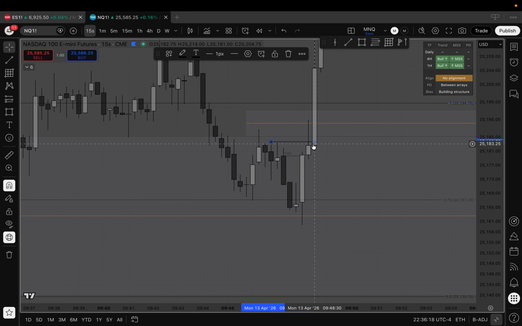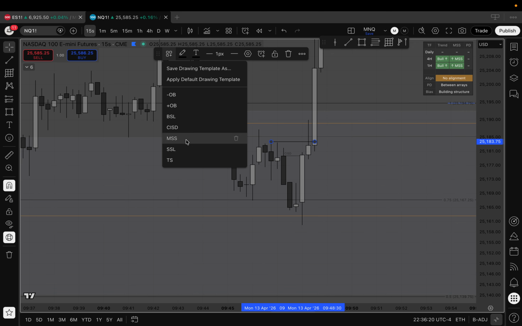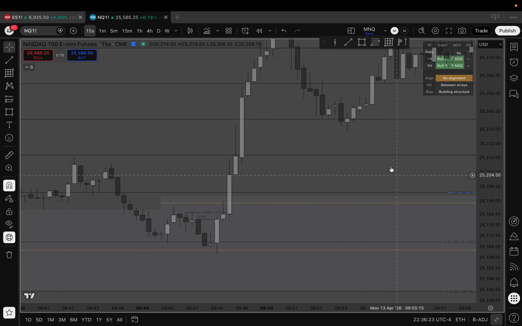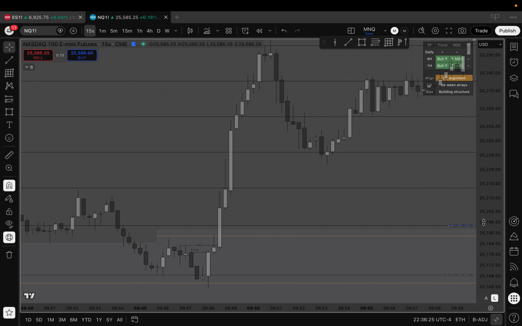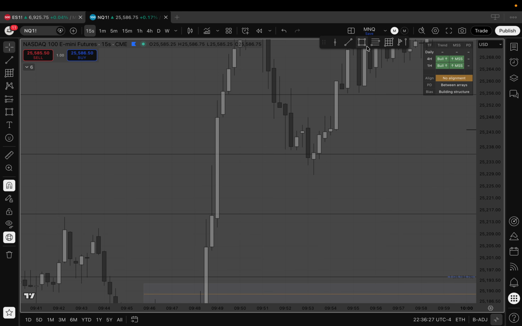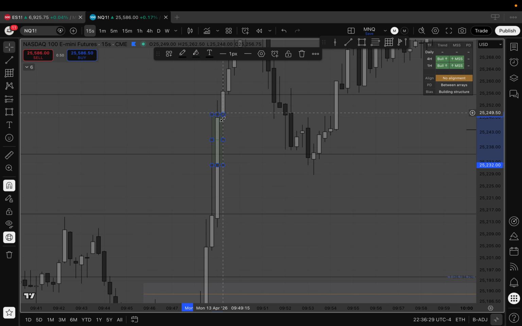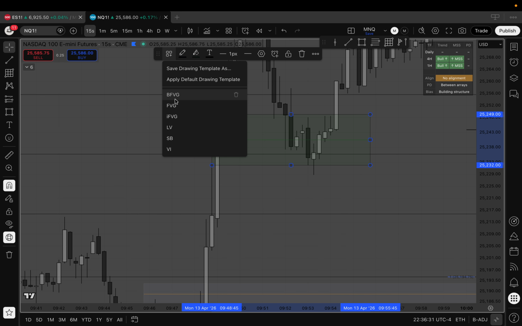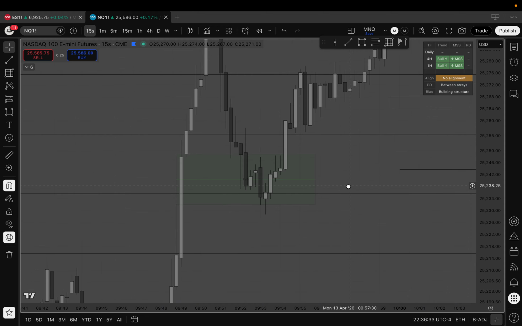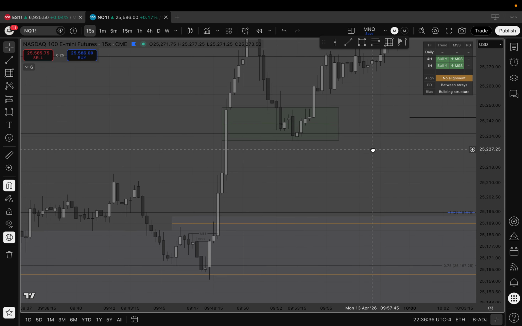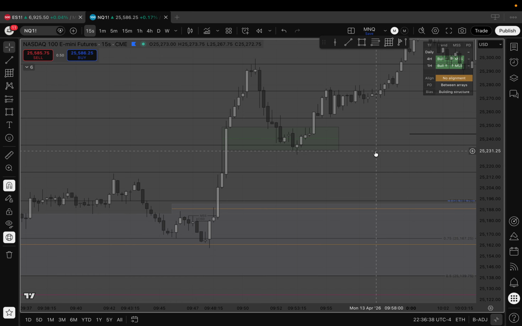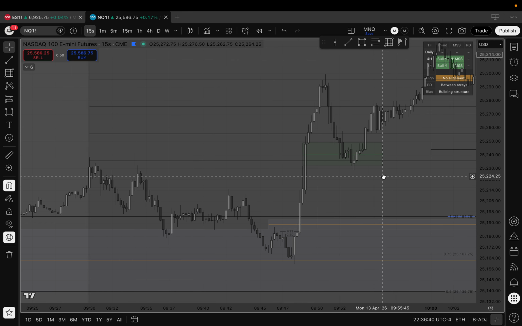Another option, which is like my typical model, is you have this market structure shift right here, and you would have had to wait for this fair value gap right here on the 15-second. This would have given you that bullish fair value gap, which would have been your only entry, really. But yeah, that would have been what you had.